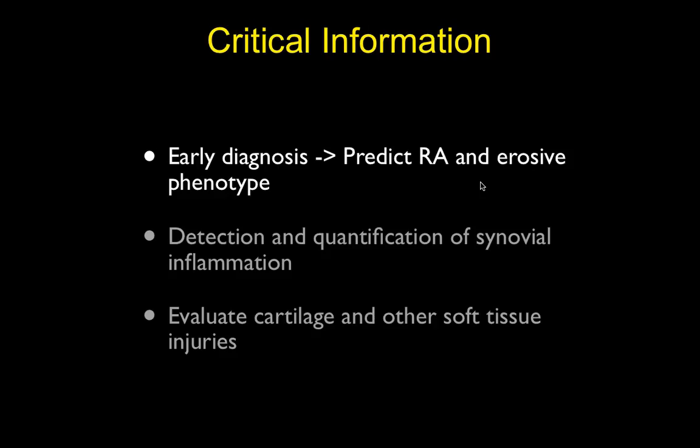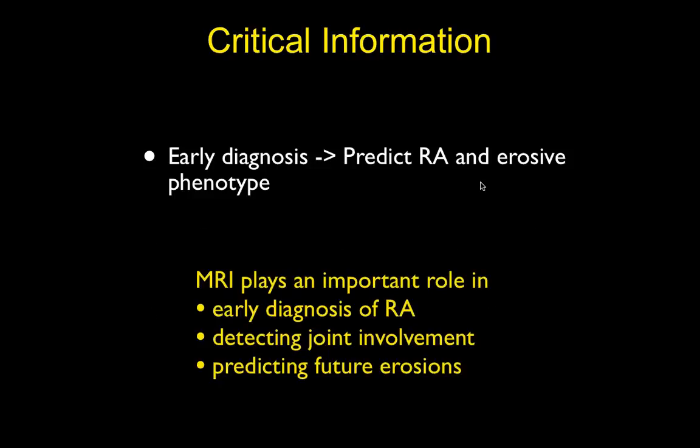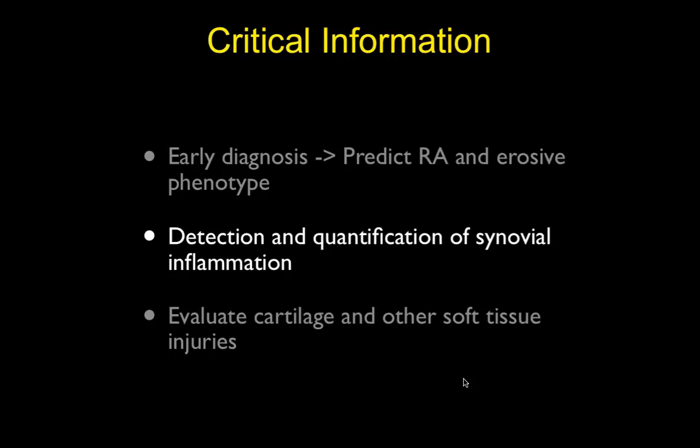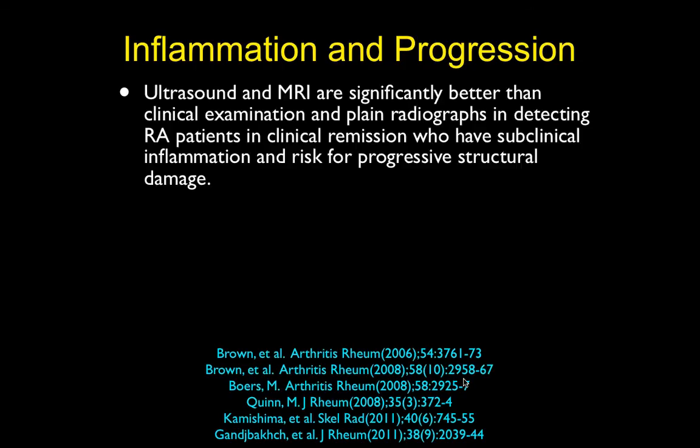Okay, so MR may be helpful in making the diagnosis. That's something we didn't believe in the past, but now it is. But it's very important in determining whether patients have an erosive phenotype. So in early rheumatoid arthritis, it detects joint involvement, and it can detect osteitis and therefore the risk for future erosions. Now, in detecting and quantifying synovial inflammation, ultrasound and MR are significantly better than clinical examination and plain radiographs in detecting RA patients in clinical remission who have subclinical inflammation and risk for structural progression.